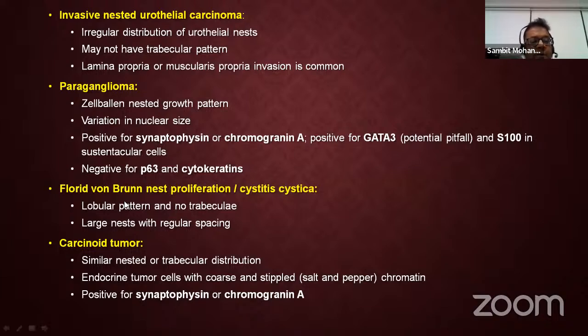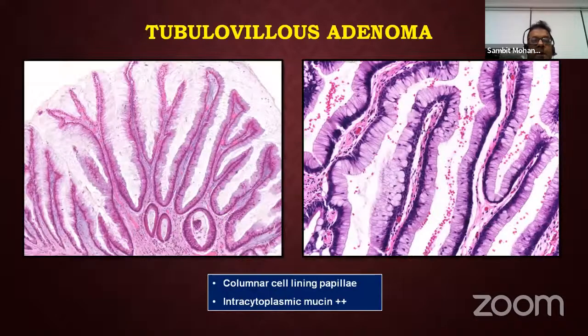Von Bruhn's nest will have a lobular growth pattern. You can make a lobule, and it is usually not an endophytic lesion, and they do not see this palisading and streaming. Carcinoid again has a nested, trabecular, acinar architecture, and they have a very specific salt and pepper chromatin pattern. Then comes the tubulovillous adenoma. It is like the tubulovillous adenoma of the GI tract.